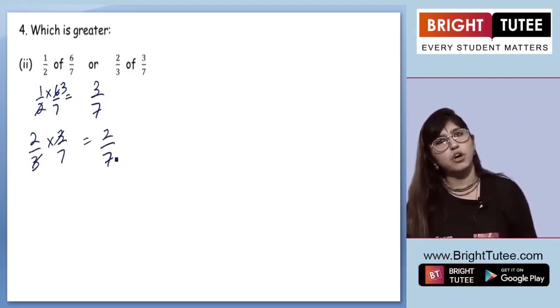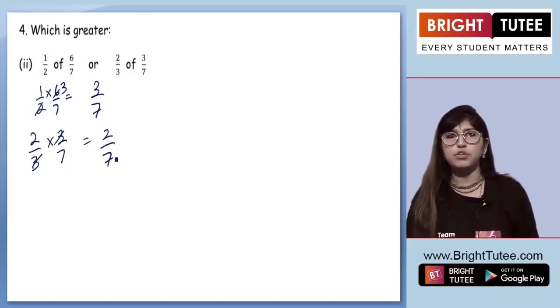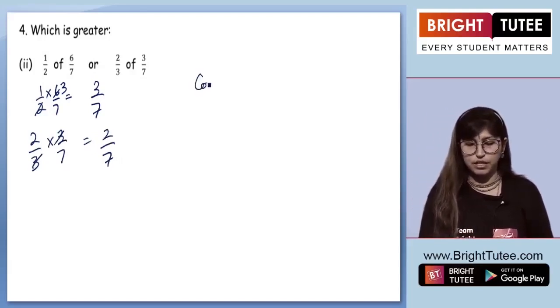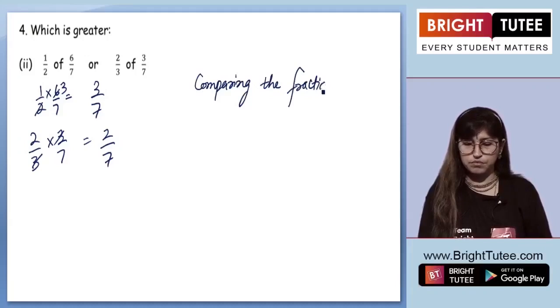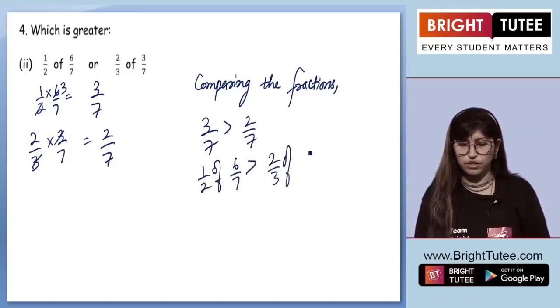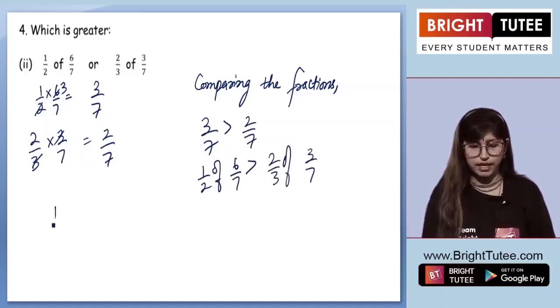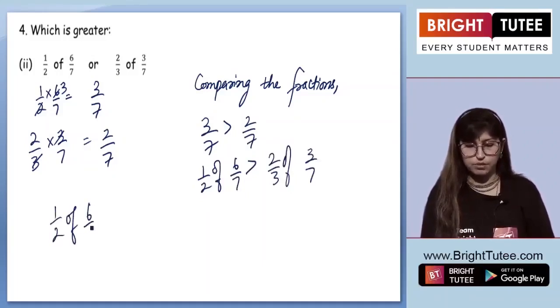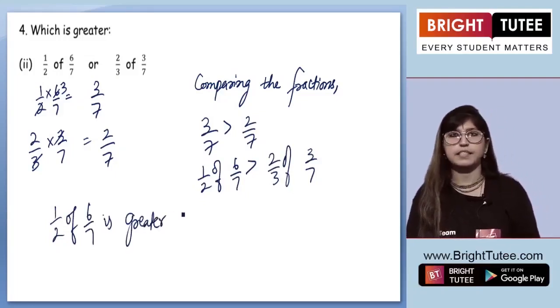Since we have the same denominator, we can simply compare the numerators. So after comparing the fractions, we know that 3/7 is greater than 2/7. That means half of 6/7 is greater than 2/3 of 3/7. So we can say that half of 6/7 is greater in this case.